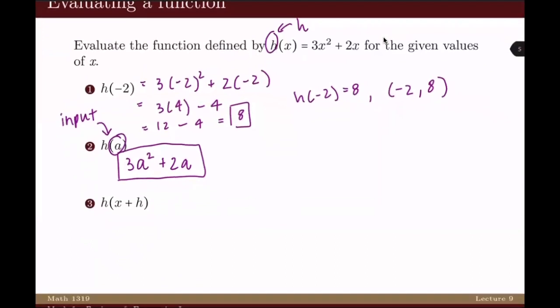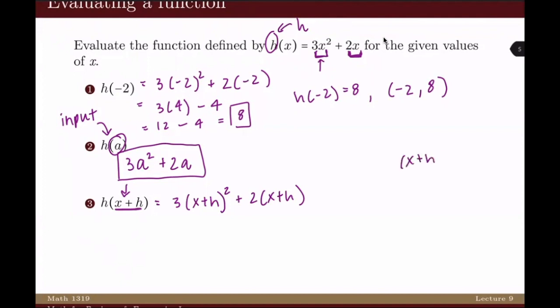Lastly, h of x plus h. Again, all I'm doing here is taking what's in the parentheses and putting it into my spots where I see an x in my function. So this is going to equal 3 times x plus h squared, because I'm just replacing this x here with what's in these parentheses exactly, plus 2 times x plus h. So now we want to square out x plus h. I'm going to do that over here in some scratch work.